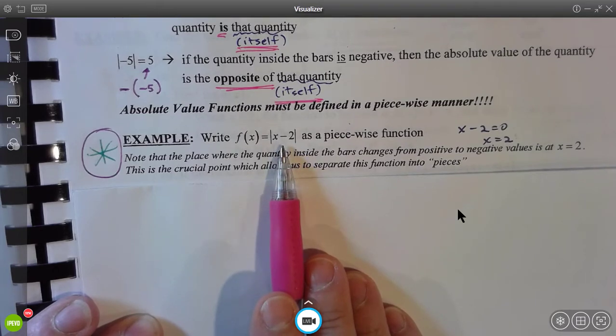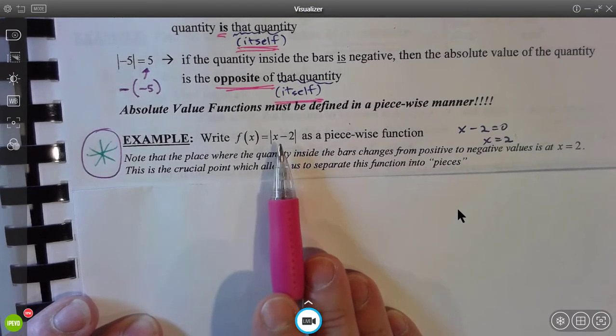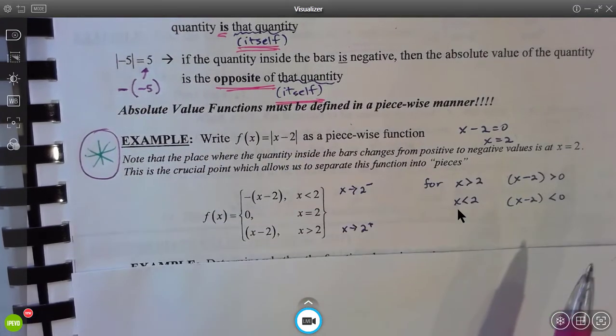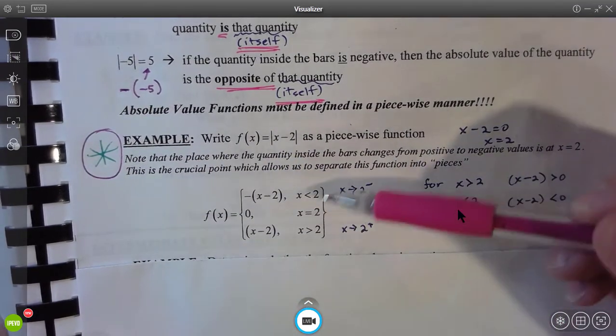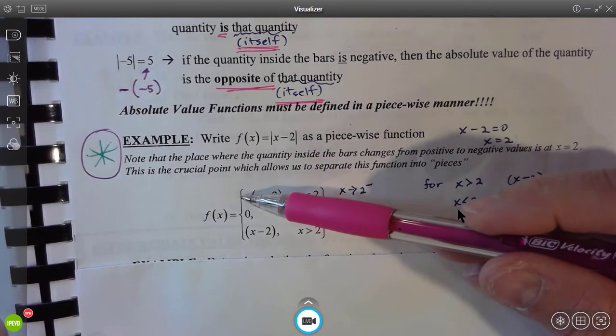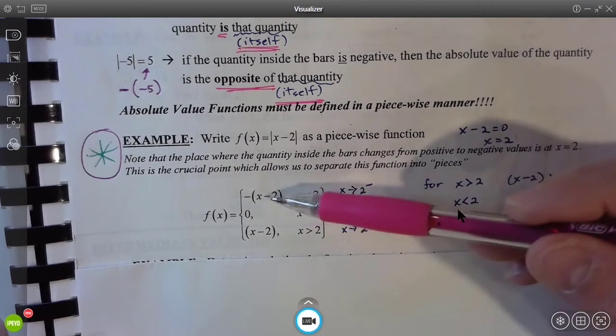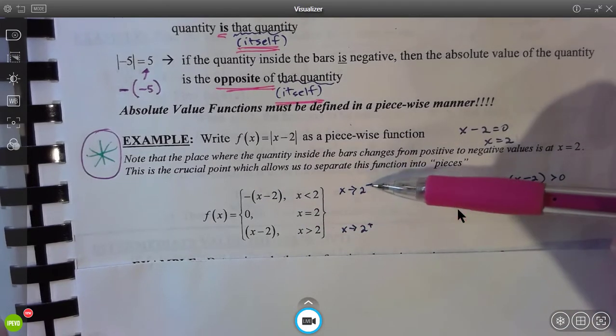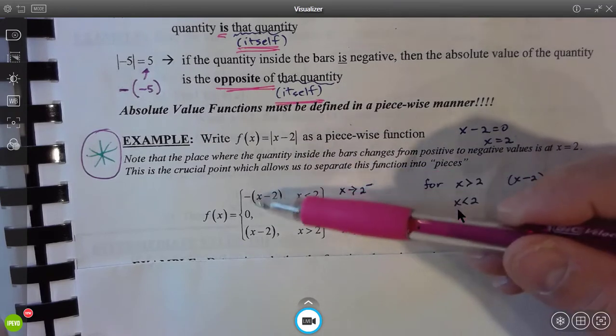And so 2 is our dividing place. The absolute value of x minus 2 will be what? x minus 2 when x is bigger than 2, and the opposite of x minus 2 when x is less than 2. So when x is less than 2, the absolute value of x minus 2 is the opposite of x minus 2, because when we approach 2 from the left side, this quantity is negative.